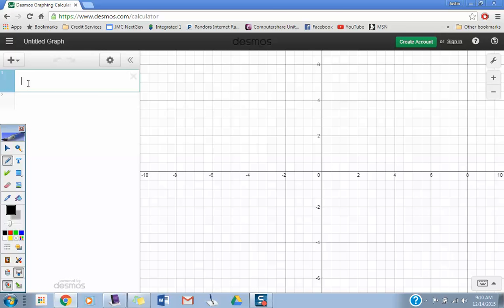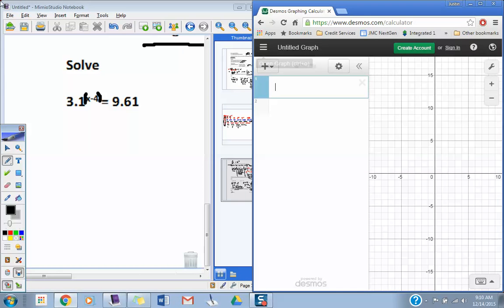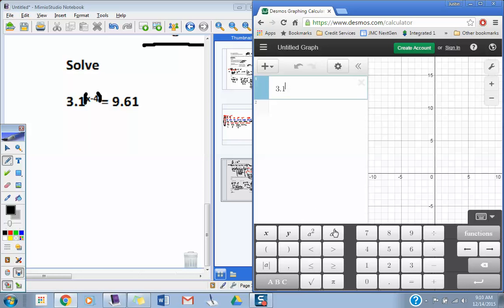All right, watch what I do here, kids. Right here, we're going to type this in just like the following. We're going to type in 3.1 to what power, guys? So I'm going to go A to the B. I want to make sure I put parentheses up here. So x minus 4. There's your graph of that right there.